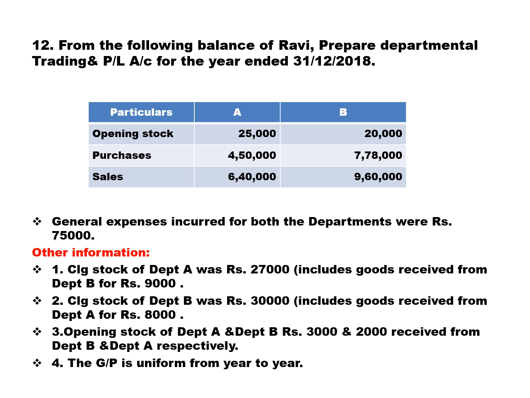So we have before us the 12th question. From the following balances of Ravi, prepare departmental trading and P&L account for the year ended December 2018. We have opening stock of A and B, purchases of A and B, sales of A and B. These three items are to be recorded in the trading account: opening stock on the debit side, purchases on the debit side, sales on the credit side.